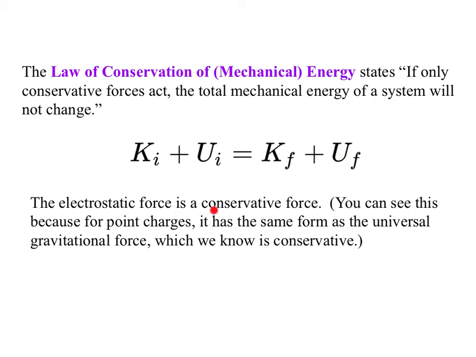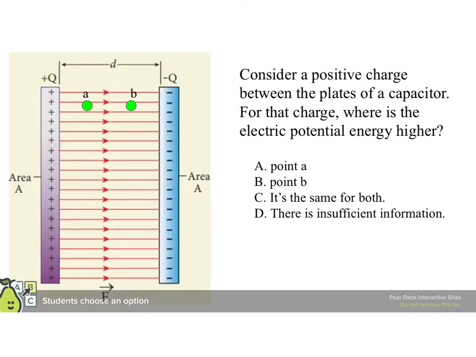The electrostatic force is a conservative force. I'm not going to prove that to you, although it's not that hard, I don't think, but you can at least believe it because for point charges, it has the same form as the universal gravitational force. In other words, Coulomb's law looks like Newton's law for gravitation, and we know that gravitation was conservative, so since this has the same form, it must also be conservative.